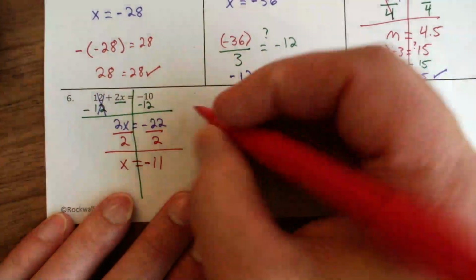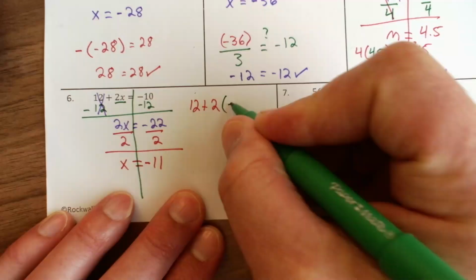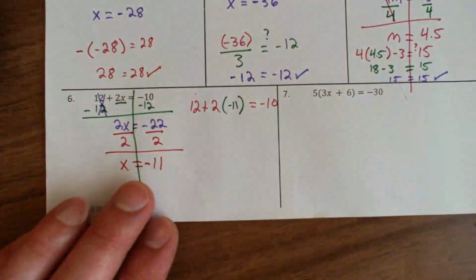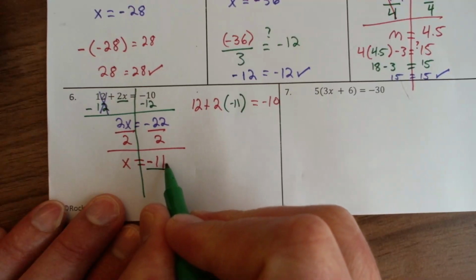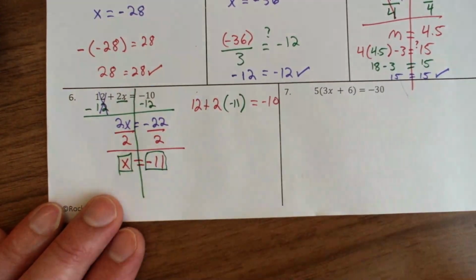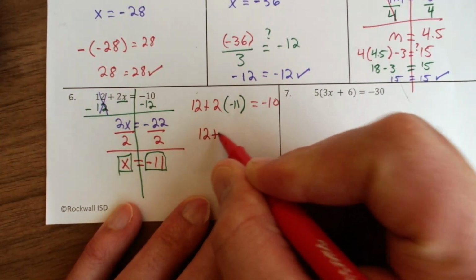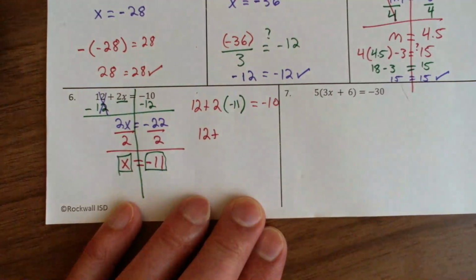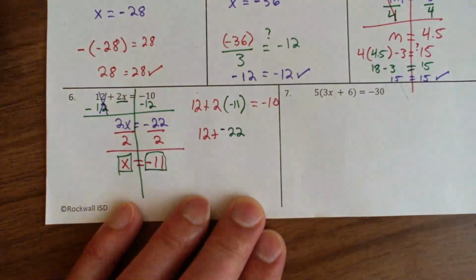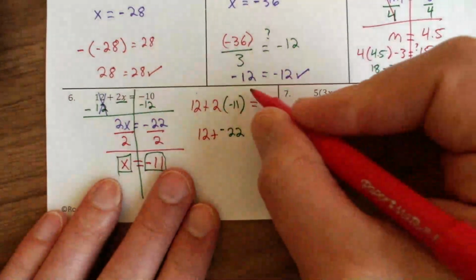My check, 12 plus 2 times negative 11 equals negative 10. I am substituting in this negative 11 for my x value. Here's my x value. I substitute in using parentheses. I have 12 plus 2 times 11 is 22. A positive times a negative is a negative. Equals negative 10. I'm wondering if this is correct.